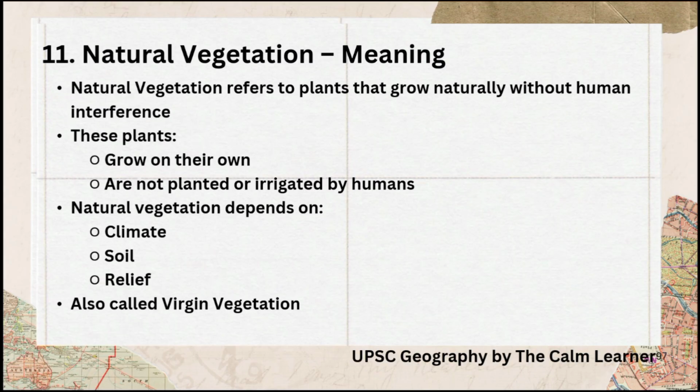Now let us move on to natural vegetation. Natural vegetation refers to plant communities that develop naturally without human interference. It reflects the combined influence of climate, soil, and relief. Natural vegetation is often called virgin vegetation, a term frequently used in UPSC questions.